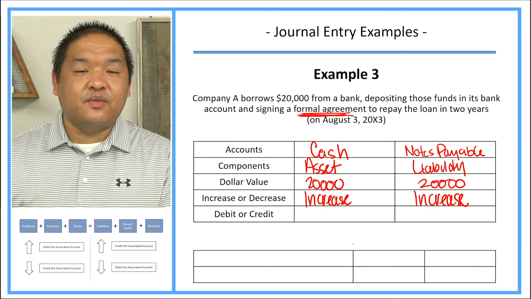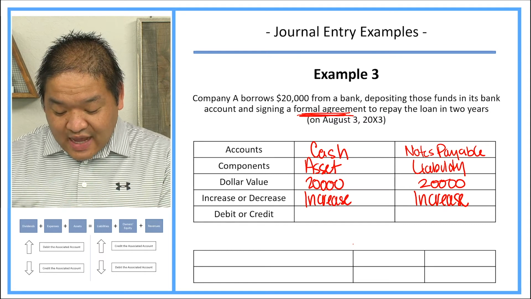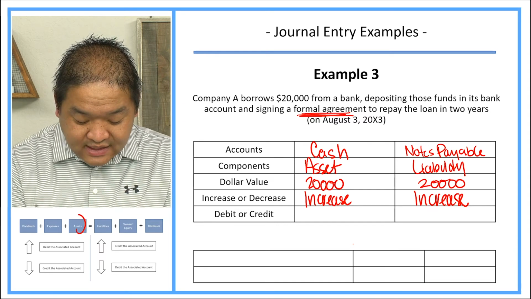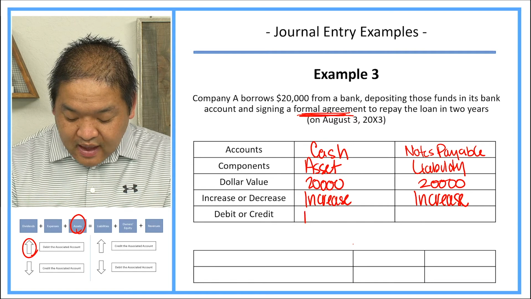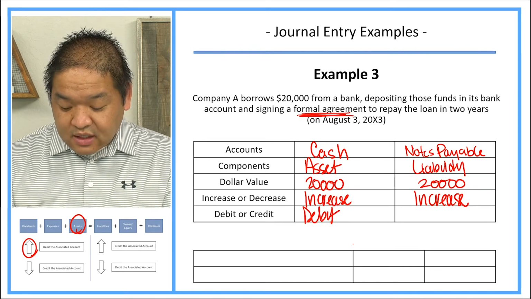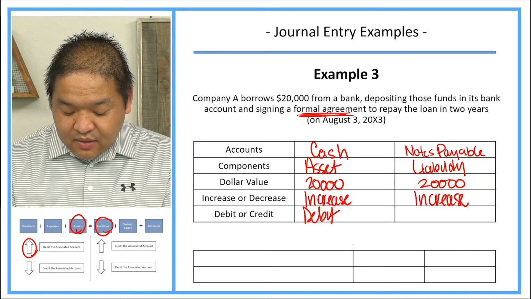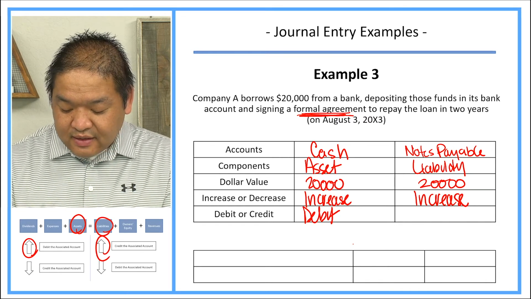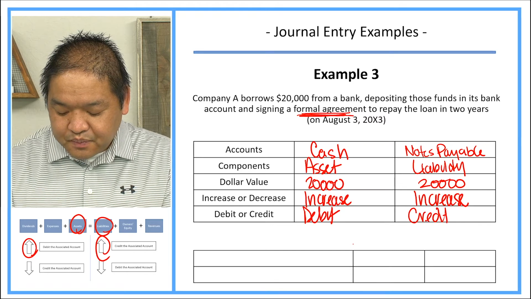All right, so now we have to apply our debits and credits. So cash is an asset, that asset increases. So asset increases, that means cash, we're going to debit. With notes payable, it's a liability. That liability is also increasing. That means it's a credit.